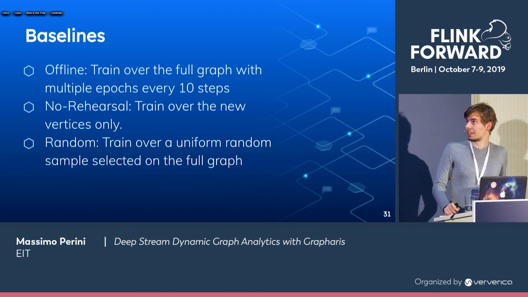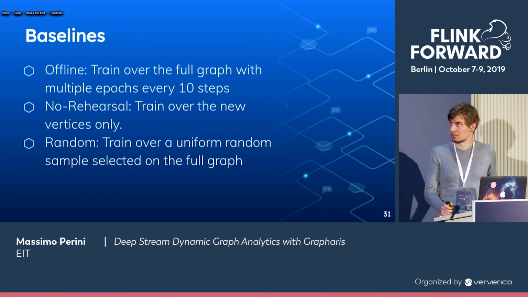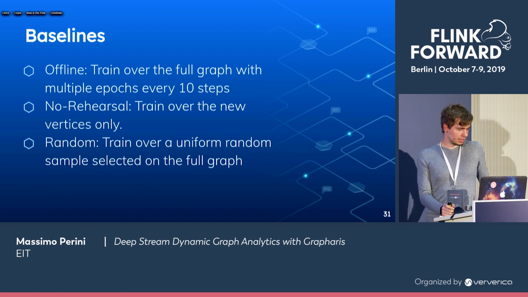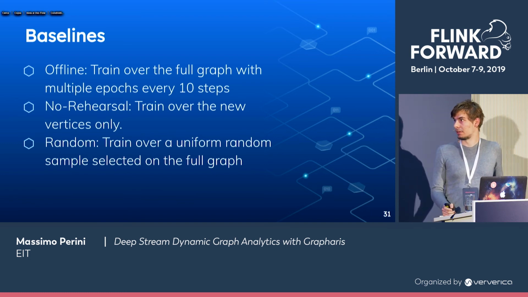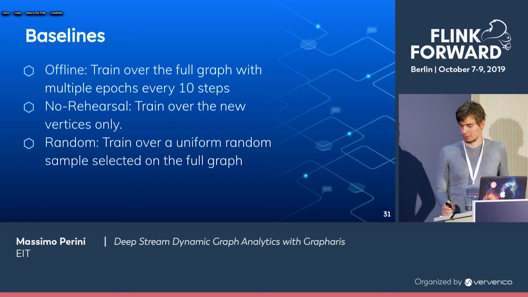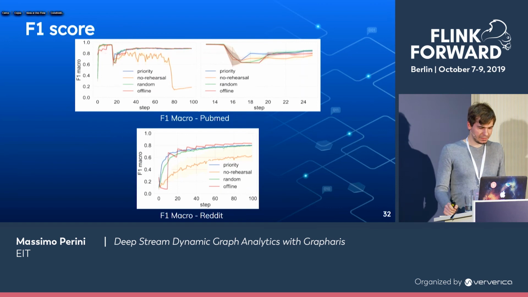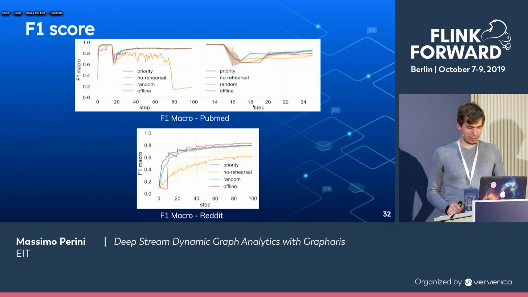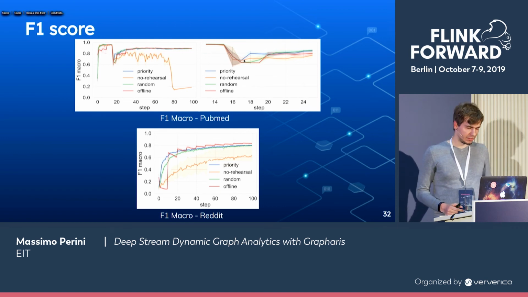For the training section, we have three baselines. The first one is the offline training, so the standard way of training neural networks, but also more expensive. The no rehearsal trains only over the new samples, while the random trains only over random samples taken from the graph. As can be seen, the first one is the Pubmed plot. The higher the curve, the better the result.